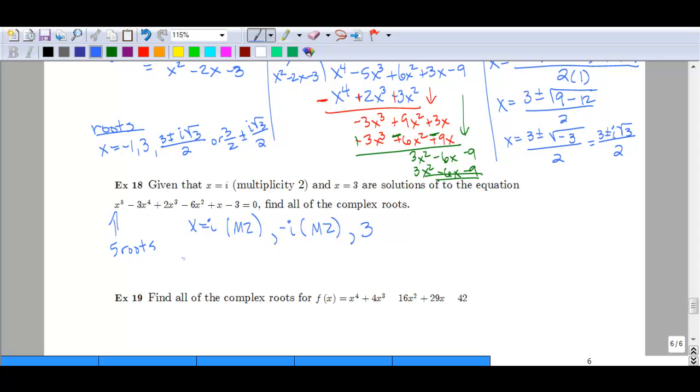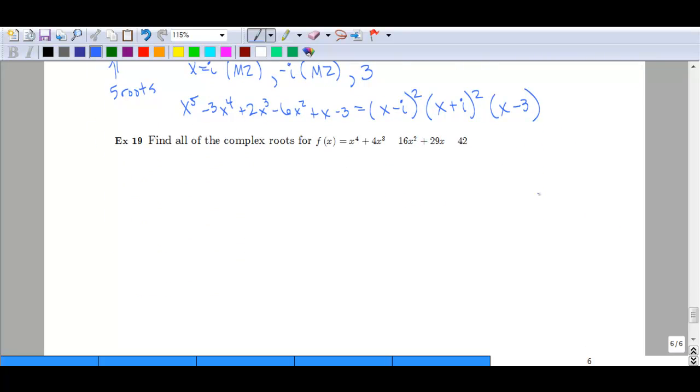So ultimately what this tells us is that x to the 5th minus 3x to the 4th plus 2x cubed minus 6x squared plus x minus 3 could be factored into x minus i, and we have 2 of them, so it would be squared, x plus i, because that would be our negative i, again we have 2 of them squared, and x minus 3.